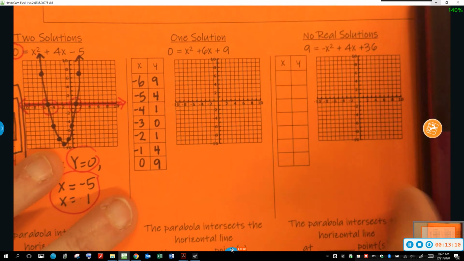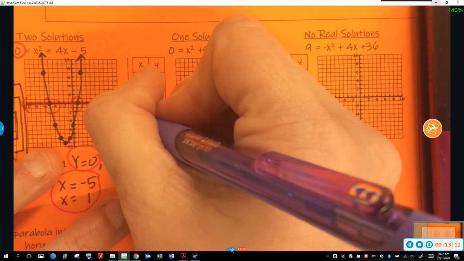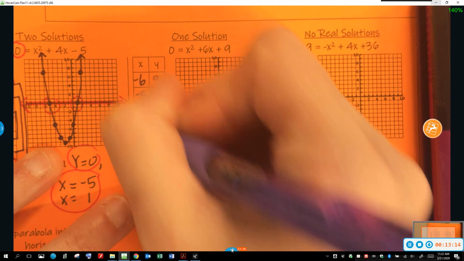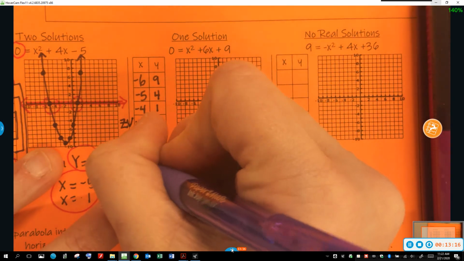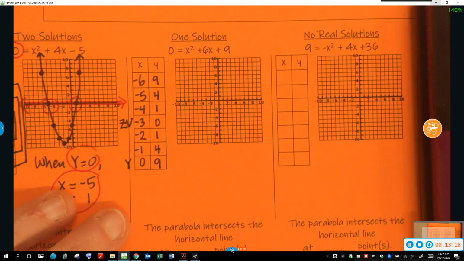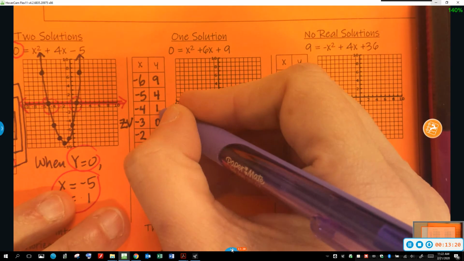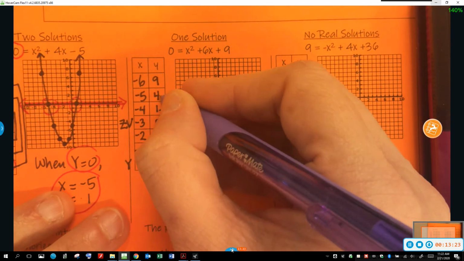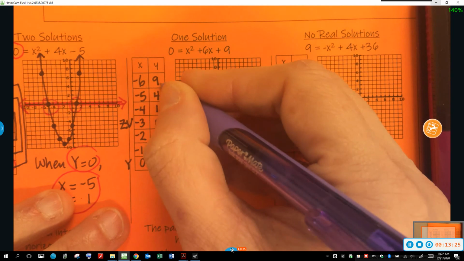And then again, don't forget, just as a matter of habit, I want you to label your important values. And if you want to, you can connect your symmetrical pairs.